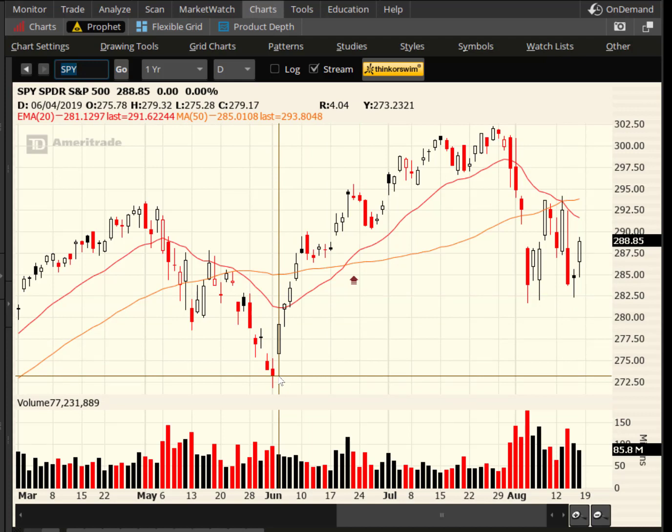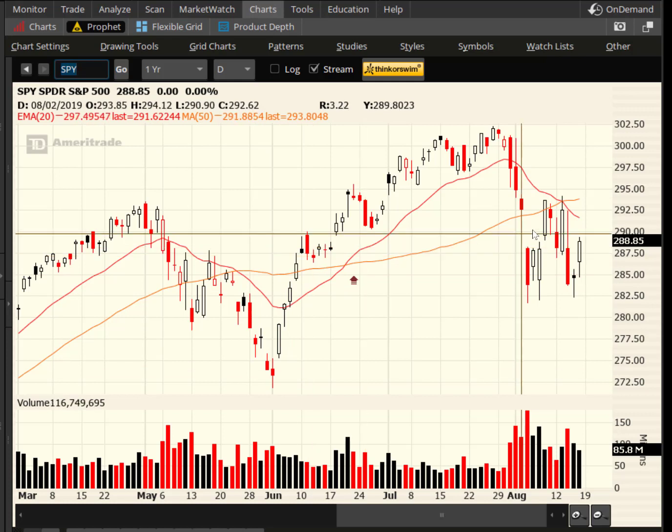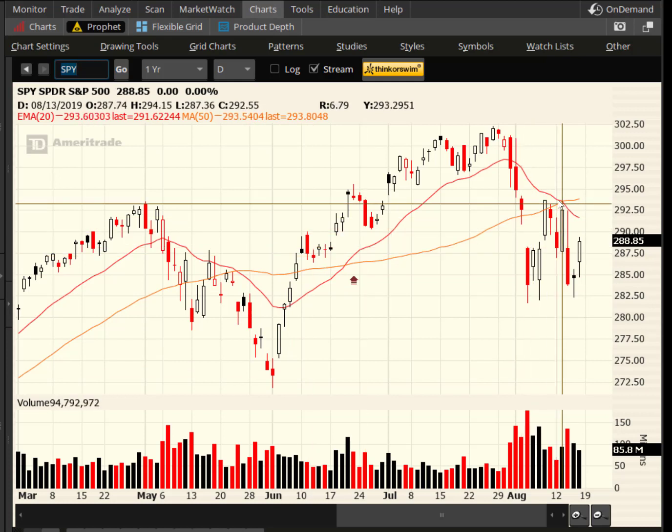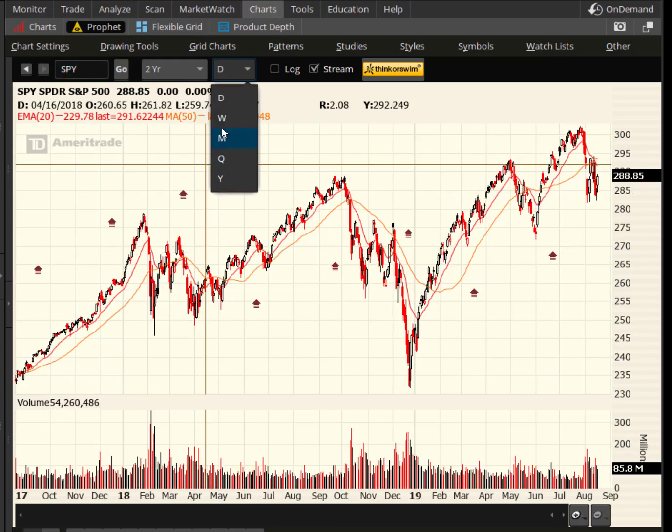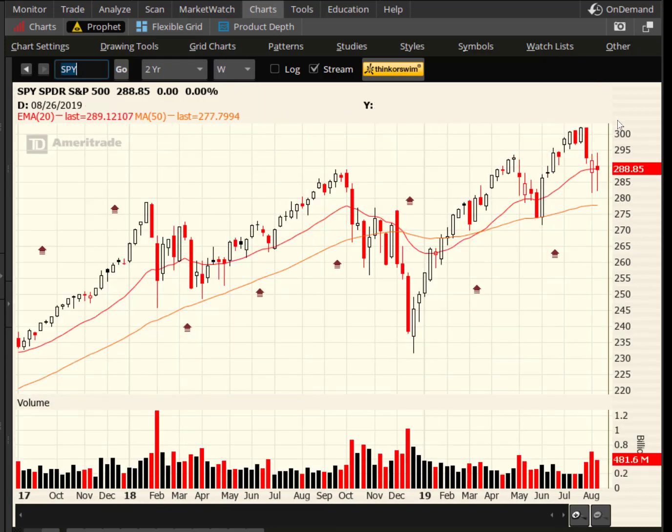So daily on the S&P, definitely bearish, plus we have a 20-day EMA in red crossing down through the 50-day. That's another mini sell signal. Let's go 2 years. Let's do weekly. Now each candle represents 1 week.